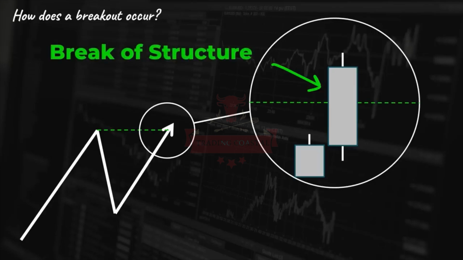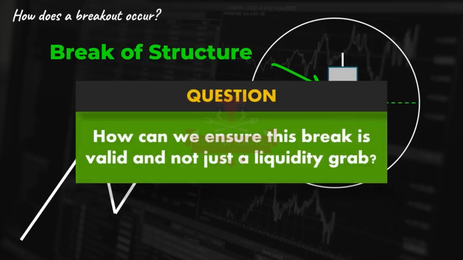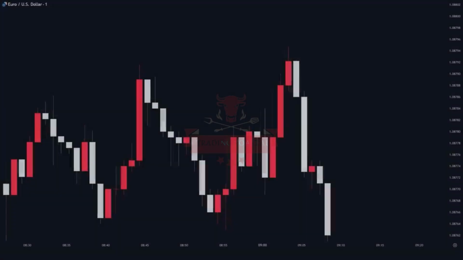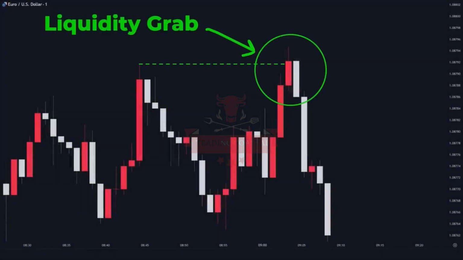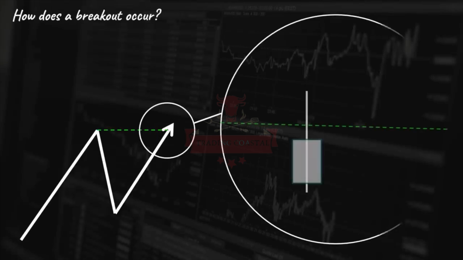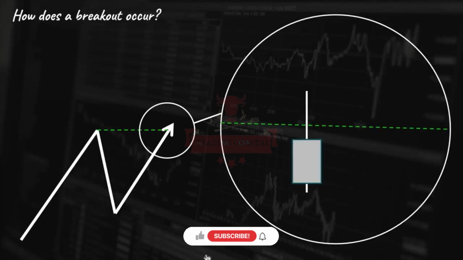But here comes an important point. How can we ensure this break is valid, and not just a liquidity grab? In case of a fakeout, or liquidity sweep, the price immediately gets back into the range. So, let's make our concept more advanced. If the price wicks above the previous market structure and closes back inside the range, we won't have a valid breakout, which we previously discussed.